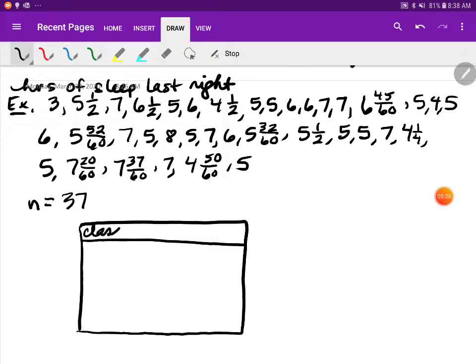Okay, classes. This is called classes. These are the classes. Then we're going to have a tally. We're going to call this column tally. And this, frequencies. Okay, frequencies.